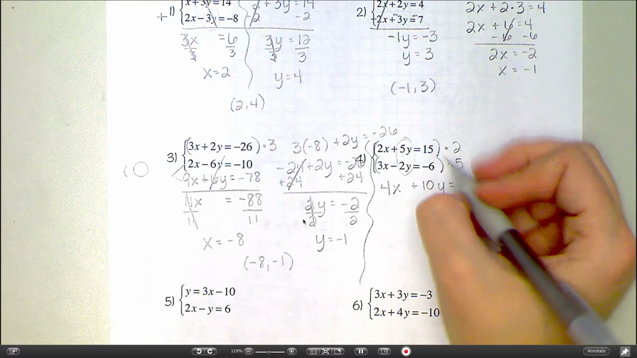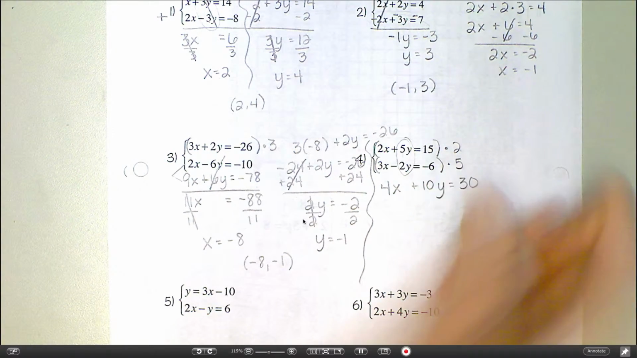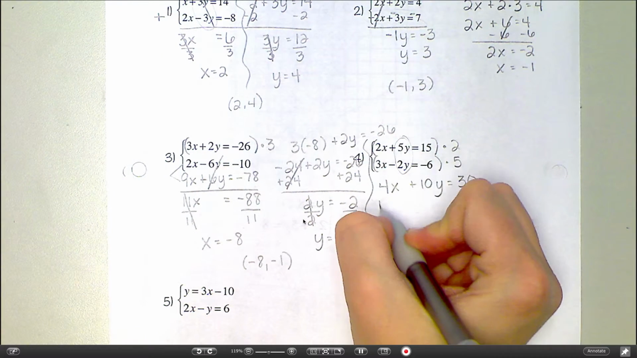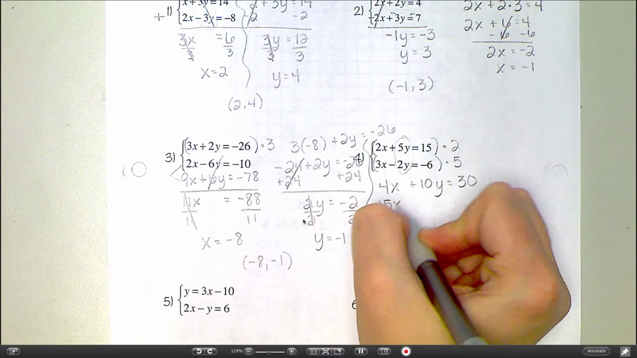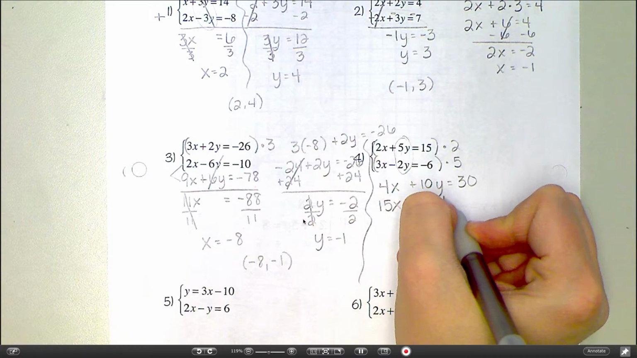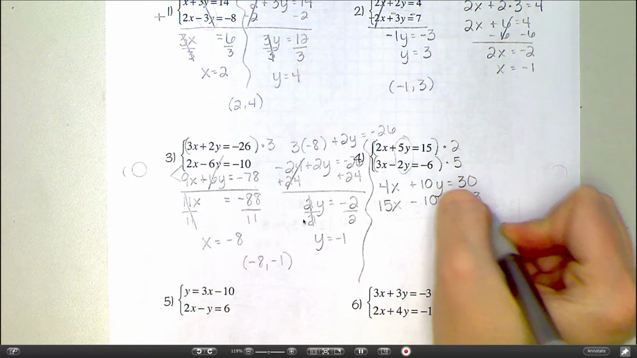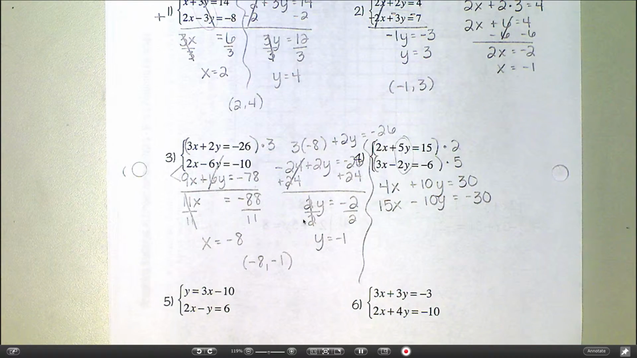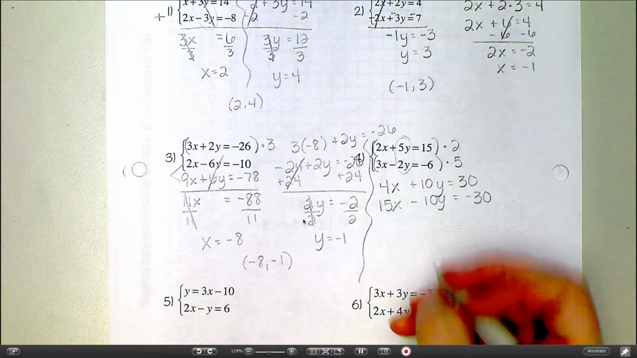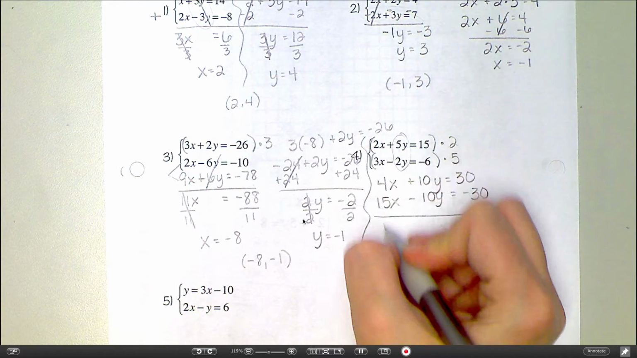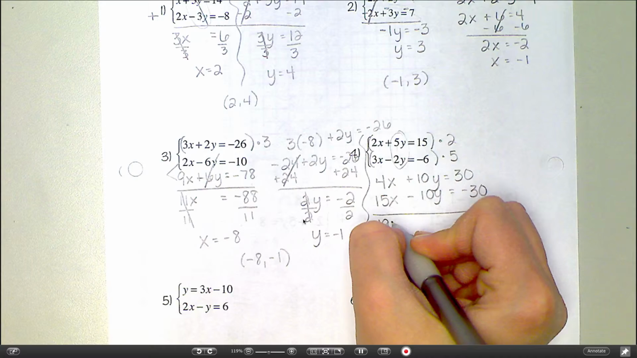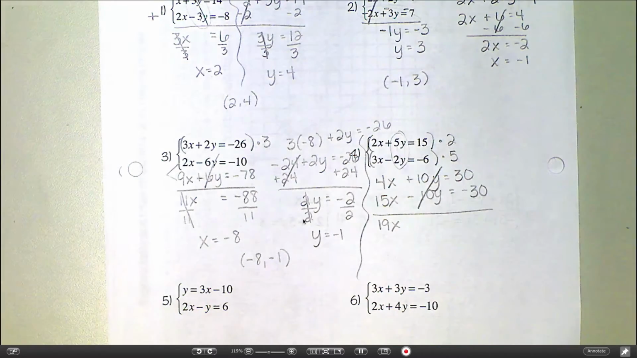And don't forget to do the 15. That's 30. On the bottom, 15x minus 10y equals negative 30. Here I'm going to get 19x. The y's cancel out, which is what's supposed to happen.